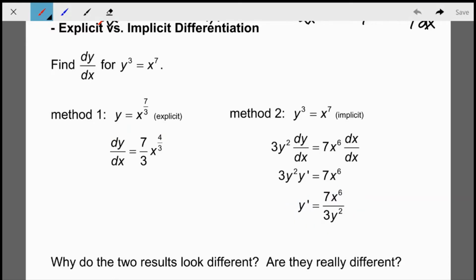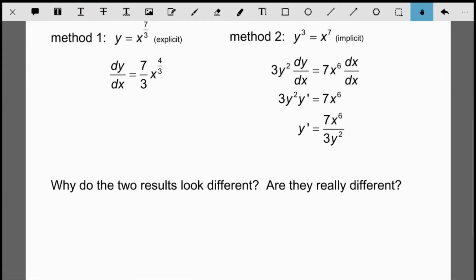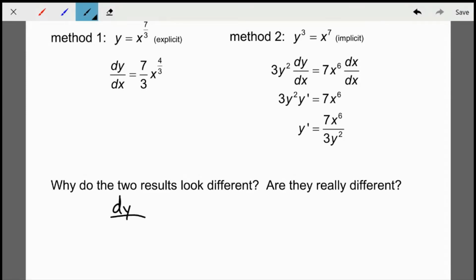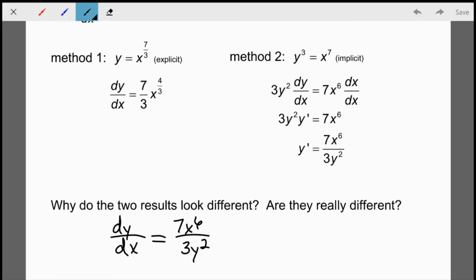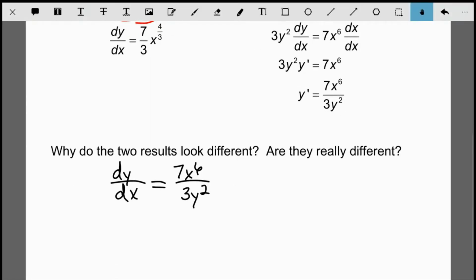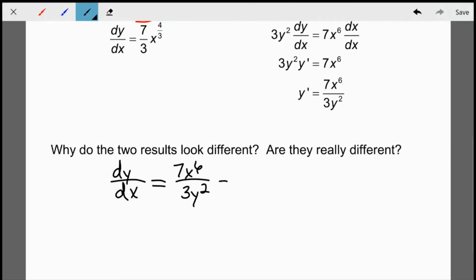Okay, so I said these are equivalent even though they look different. And let's talk about why that's the case. So I've got two equations here that look a little different, but I'm going to take that second one, which was dy/dx is equal to 7x to the 6th over 3y squared. Now take a look at what we have up here. When we solved for y, we said y is equal to x to the 7/3 power. Well, I'm going to substitute that in here. So 7x to the 6th over 3 times x to the 7/3 power squared.